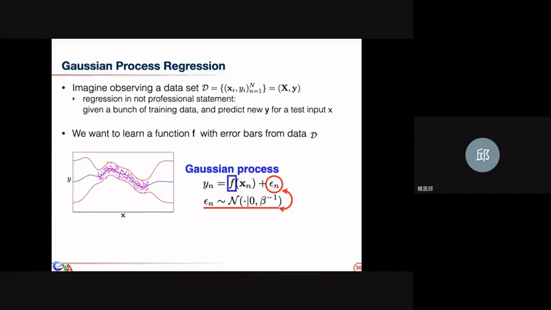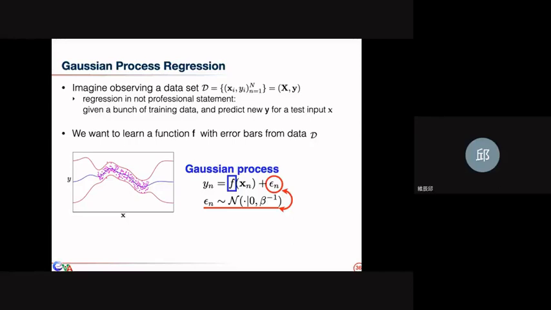So first I use a bunch of training data to learn or to define my regressor, and then given a new test input x, I want to predict its corresponding y. So basically, I want to use a function f that is able to map my input data x to my output data y.